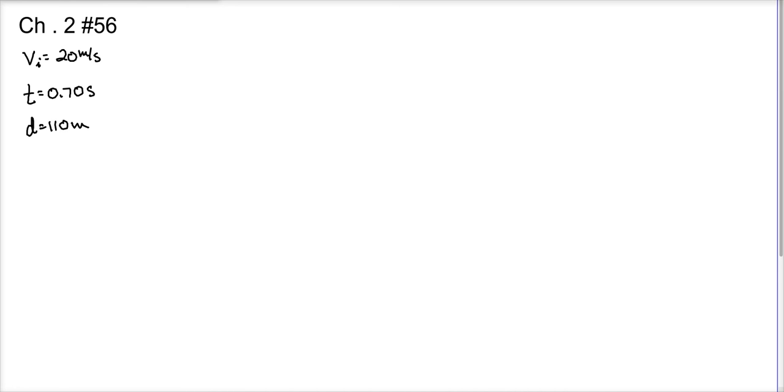All right, so this is chapter 2, problem number 56 from our book, and it reads: you are driving to the grocery store at 20 meters per second. You are 110 meters from an intersection when the traffic light turns red. Assume that your reaction time is 0.7 seconds and that your car brakes with constant acceleration.